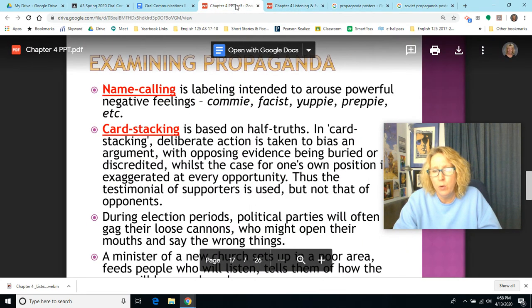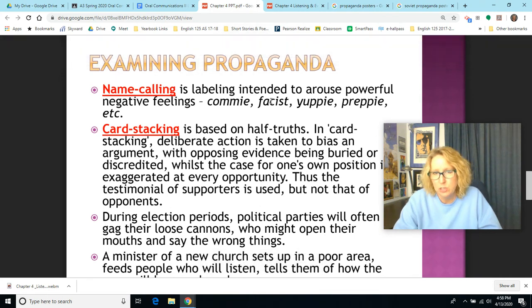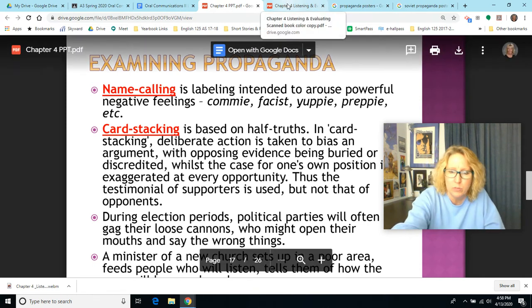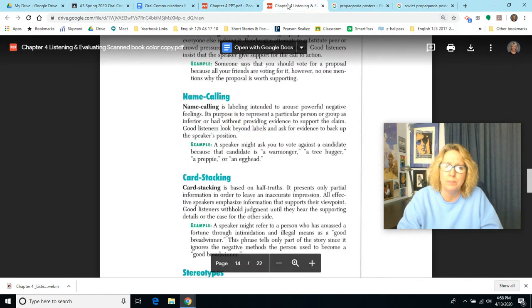On my PowerPoint, I have some other examples, right? You can be a commie, you can be a fascist, a yuppie, a preppy, a jock. I mean, all of those things apply. So, think of it that way.